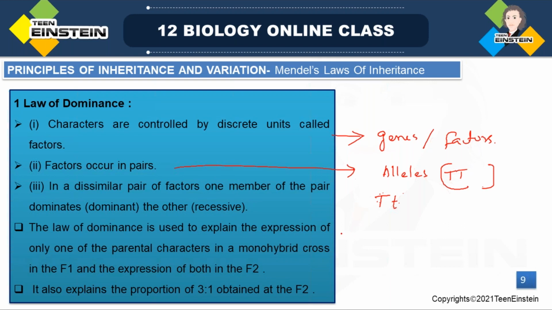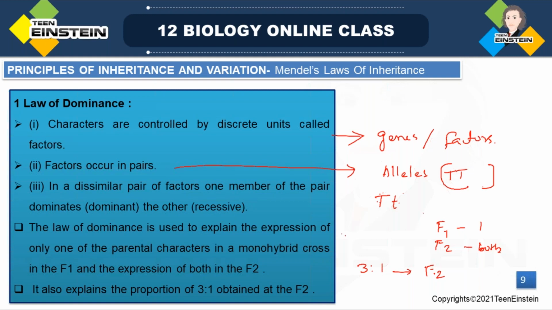Okay. So in a monohybrid cross, in F1 it will express only one parental character. One parental character will be expressed according to this law of dominance. In F1, only one parental character will be expressed, and in F2, both the characters will be expressed. It also explains the proportion of the F2 phenotype, 3:1. In that ratio, organisms in F2 will appear in 3:1 ratio. That is the law of dominance.